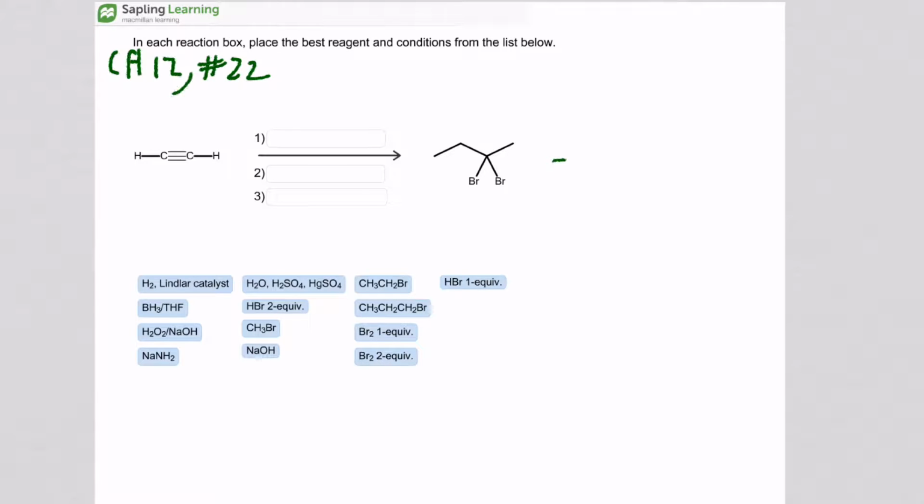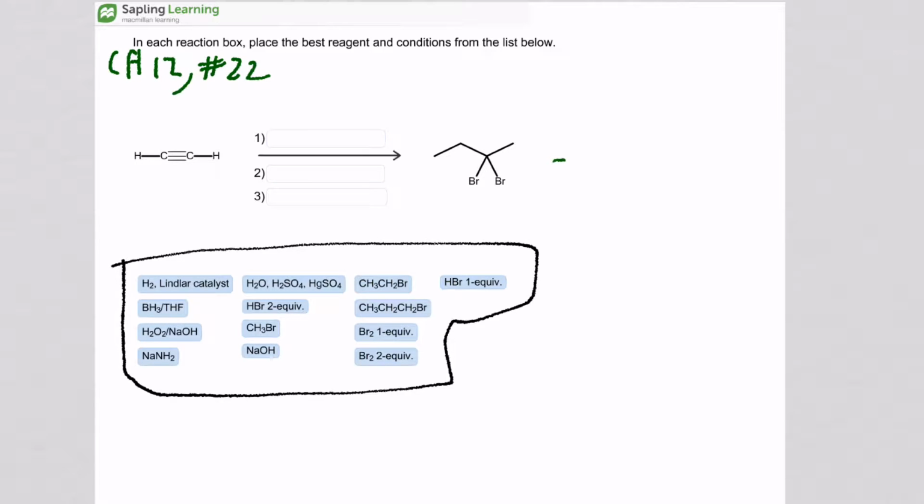This is a question from Class Activity 12, number 22 on the Sapling assignment, and it's a multi-step synthesis, and the student was concerned that if they didn't have this bank of different reactions, they would have a hard time pulling them up. So I wanted to talk about both the strategy for solving a problem like this and also a way to try to remember reactions.